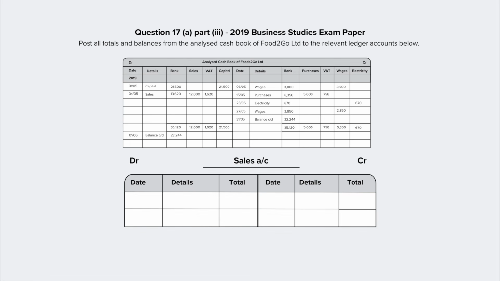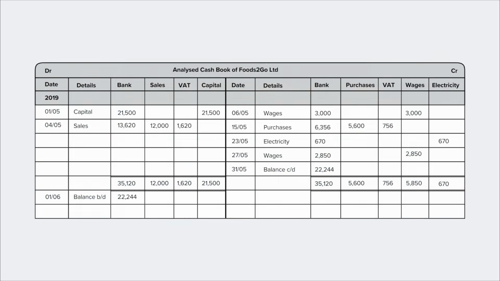Finally, we move on to sales. Looking at our cash book, sales are on the debit side. So that means that they must go into the ledger on the credit side. So we'll find our total figure, which is €12,000, and add this into the credit side of the ledger. We'll finish this off by adding in details and a date. So that's how you complete an analysed cashbook and post it to the general ledger.